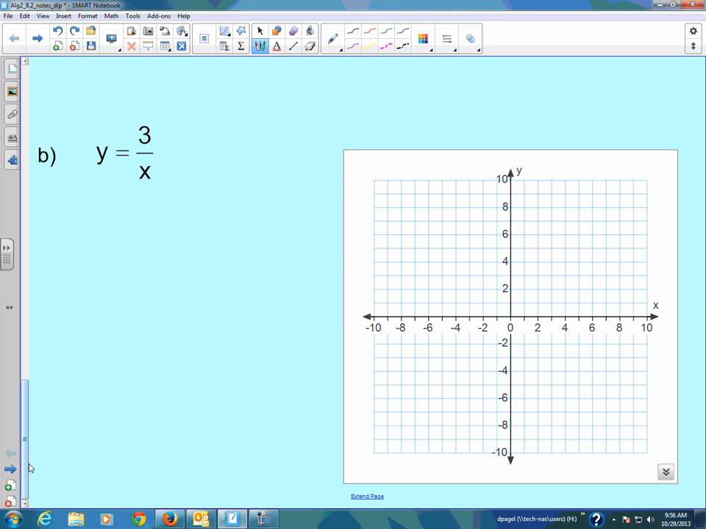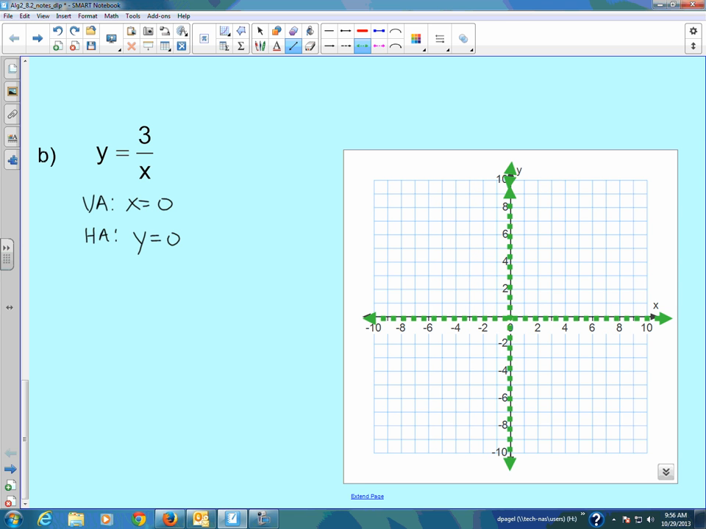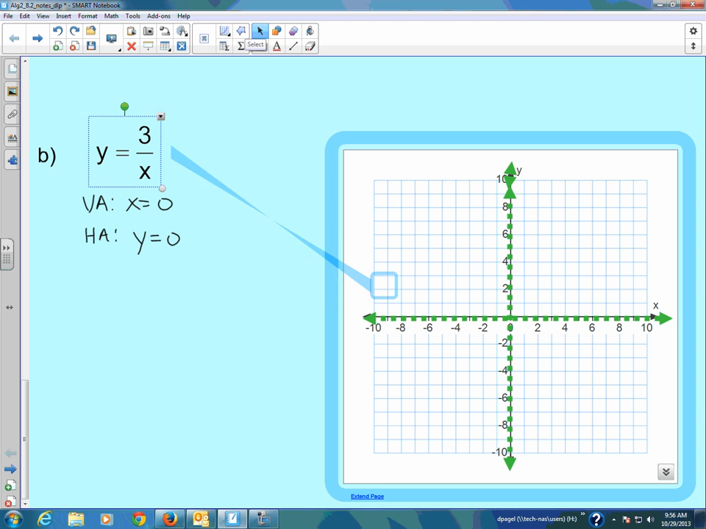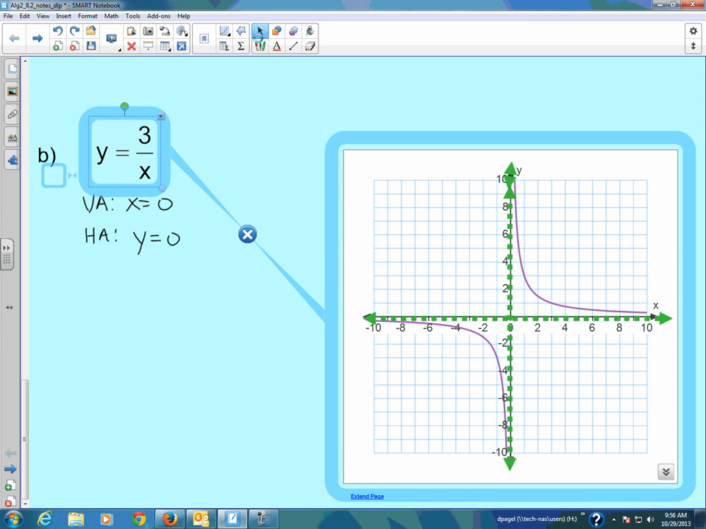Vertical asymptote wise, horizontal asymptote, the degree on the denominator side is less. So we put in our horizontal, put in our vertical, graph this thing. Something like that. Okay, so those are our simple cases, simple hyperbolas.